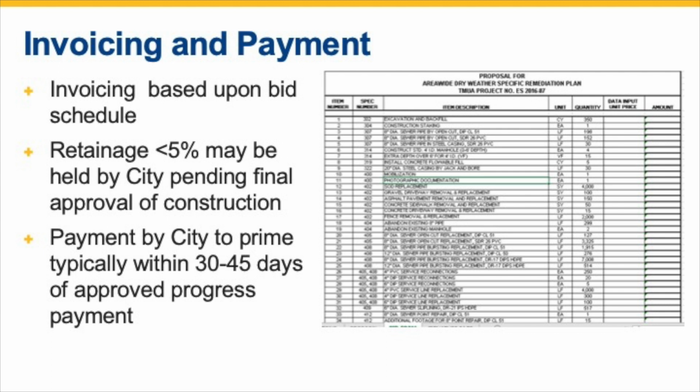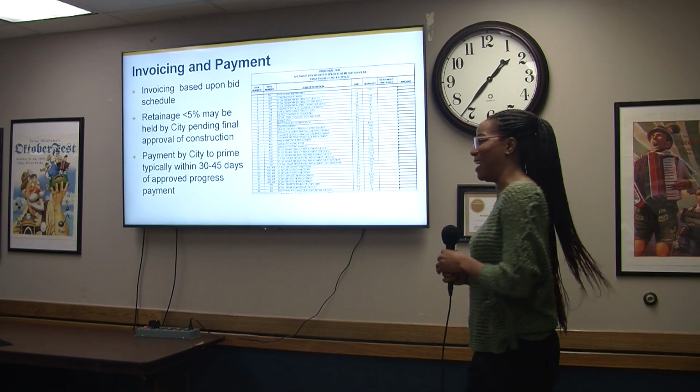Payment by the city to the prime. Okay, so when the construction starts, you're receiving partial payments, and I'm kind of treading in some uncharted waters here, but you'll get some partial payments on the field engineering side once construction starts, and I'm gonna leave that at that. And that's typically 30 to 45 days.